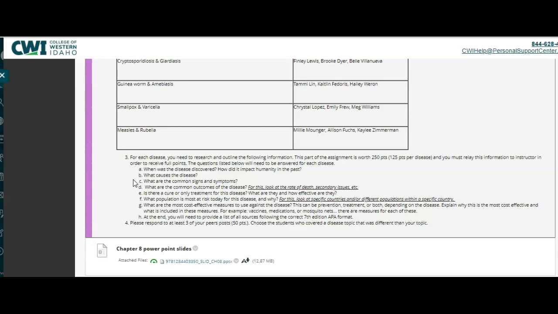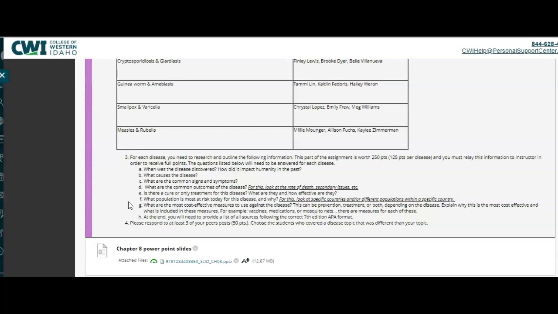And I would recommend, as you're going through and gathering this information, having a list out of A through G, and then keep track of your sources. You will need to use APA format. So you've been assigned 2 infectious diseases, and you'll need to do the following for each disease. Really be thorough. So the assignment is 125 points per disease, and then 50 points for your peer responses.